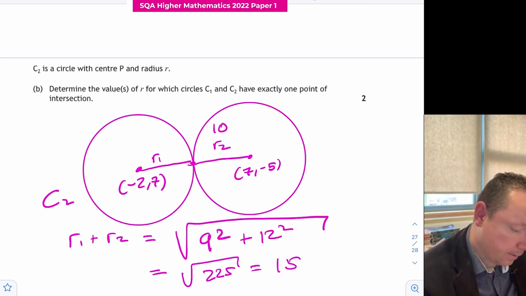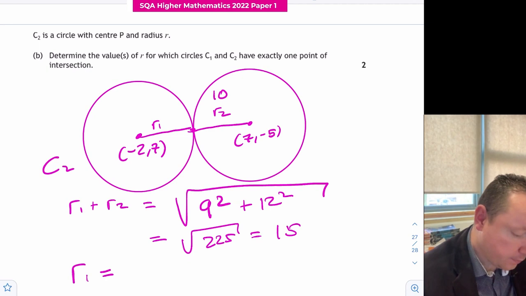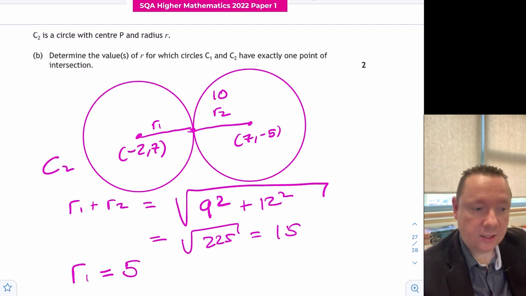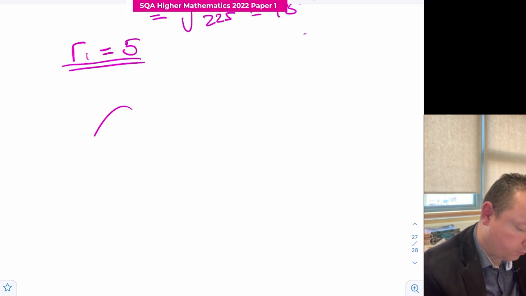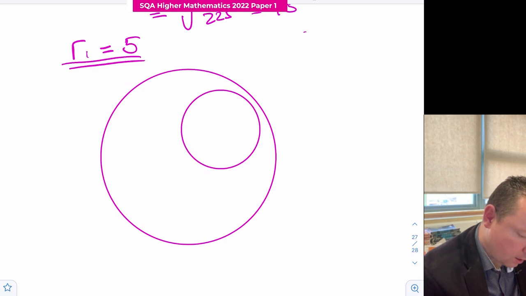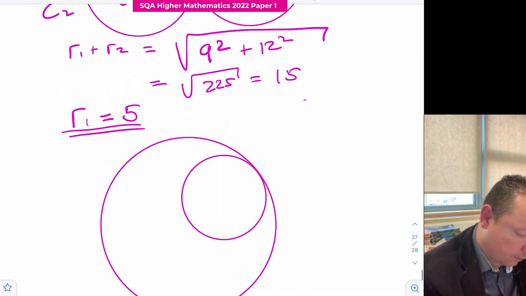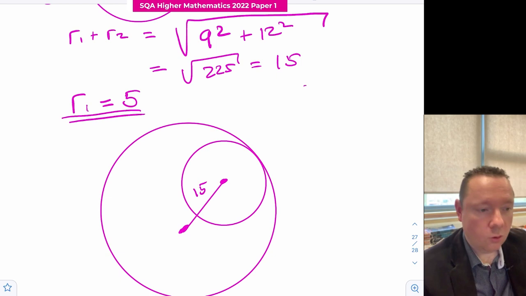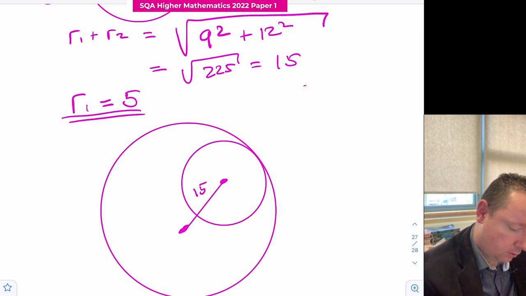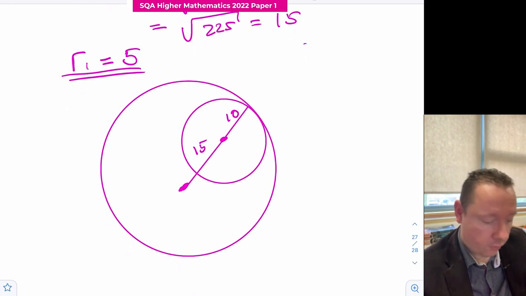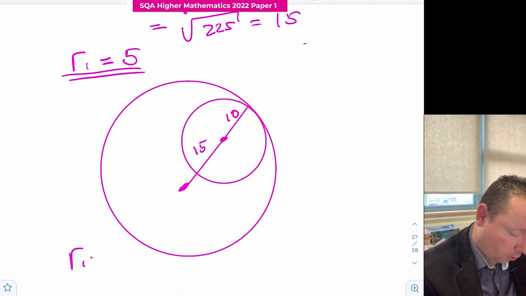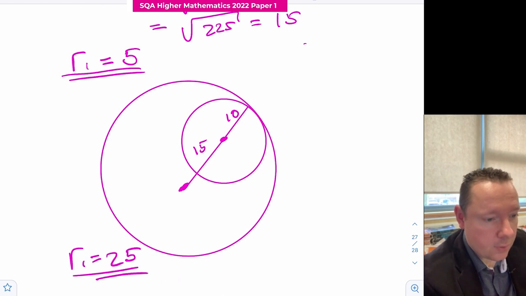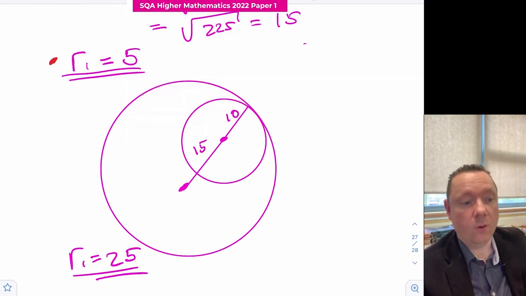So that means the radius in this case would be 5, because 5 plus 10 is 15. So that's one option. Okay, so for the second option, we could have the two circles inside each other. In that case, we already know the distance between these two circles is 15. But we also know one other piece of information, that the radius of one of our circles is 10. And therefore, the radius of our other circle, 10 plus 15, is 25. R could be 25 for our second mark. So we get two marks, one for getting R equals 5, and the other one for communicating that it must be 25.